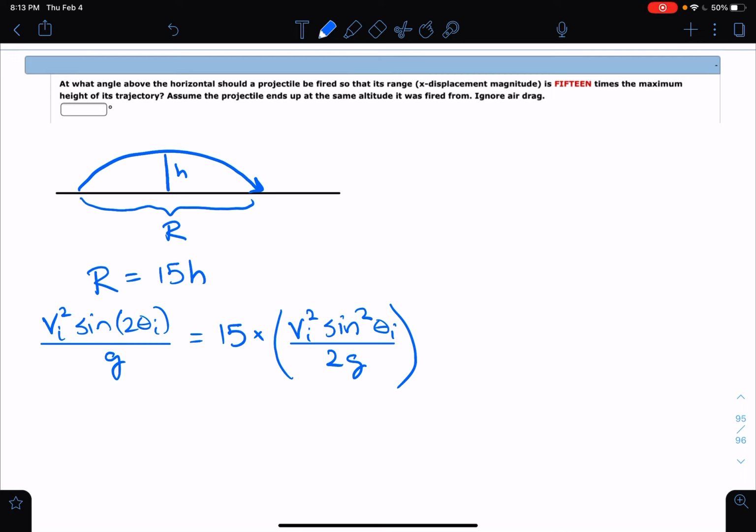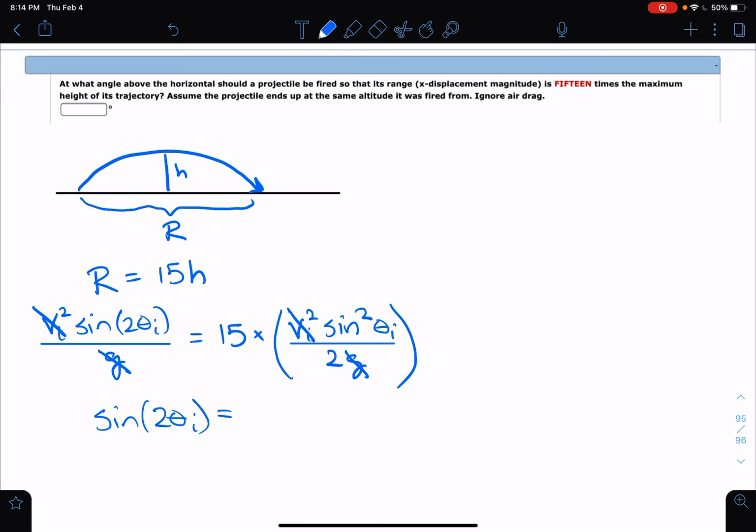And I should mention, we're trying to find the initial angle. So everything's set up here. And this is the approach you want to use. You want to set it up like this. And then at this point, you should notice that some stuff cancels out. For example, I've got this v_i squared here and this v_i squared here. These cancel out. That's gone. That's gone. This g, that's gone. And so what I'm left with is the sine of 2 theta initial.